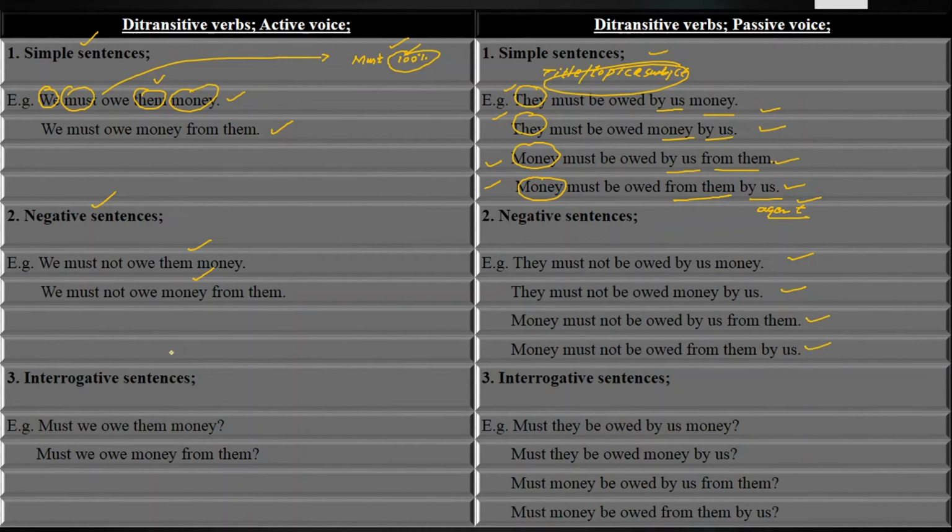Next we have got the interrogative sentences, those sentences in which we ask questions, put queries, are known as interrogative sentences. Must we owe them money? Must we owe money from them? Must they be owed by us money? Must they be owed money by us? Must money be owed by us from them, and must money be owed from them by us? So these are the interrogative sentences.